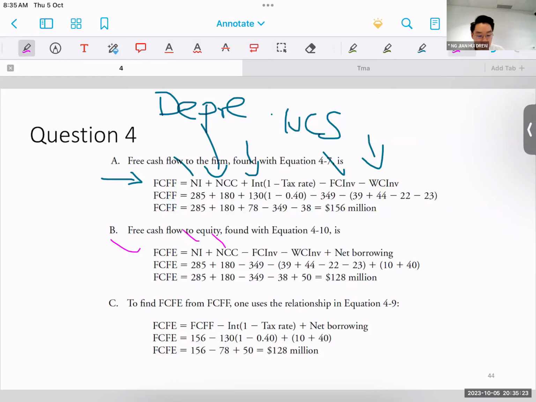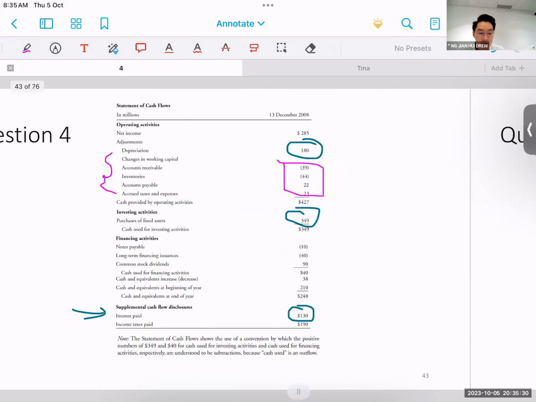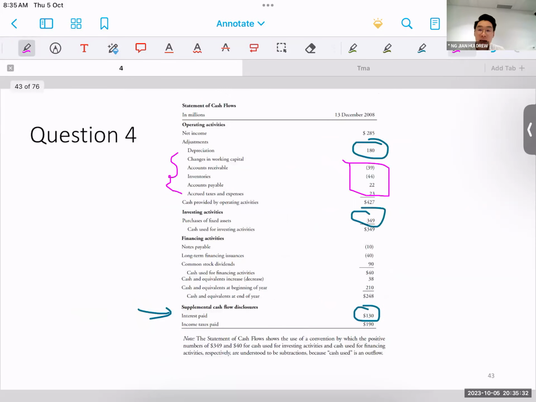All right. So next formulation we want to calculate is the FCFE. Okay, so all these are fine. We already did this. Now I would like to focus on net borrowings. So how do we get this net borrowings figure? Again, we can refer directly to the cash flow statement. Let's look at the borrowings amount. There I found it. Financing activities, 10 plus 40. Here's my net borrowings.